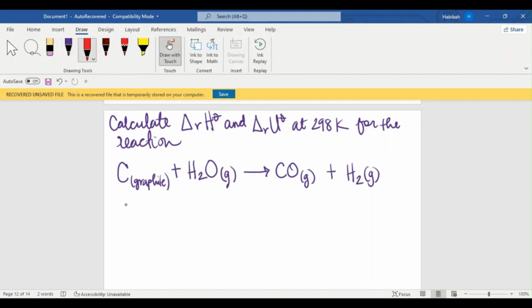So to solve this question, we have to first of all write out this particular equation or formula, which says the change in enthalpy of reaction is going to equal the sum of basically this. Hold on, I'm just going to write it out and I'm going to explain the formula for you.